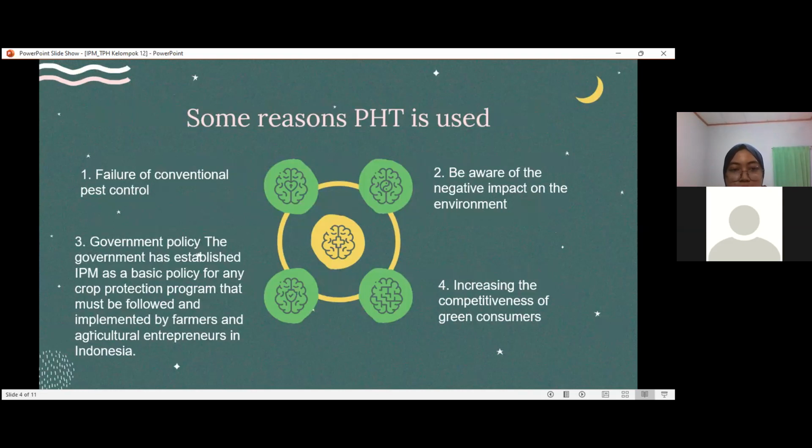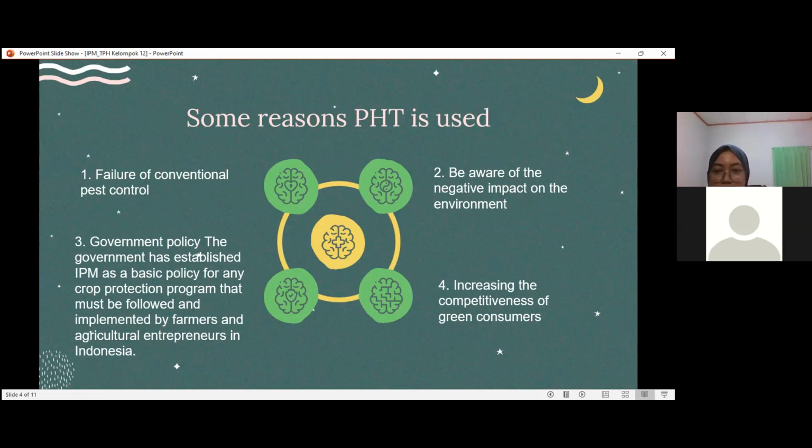Some reasons IPM is used. 1. Failure to eradicate pests conventionally. The continuous use of pesticide causes pests to become resistant to pesticide, and consequently the pest population increases when they come into contact with this pesticide, resulting in secondary pests.